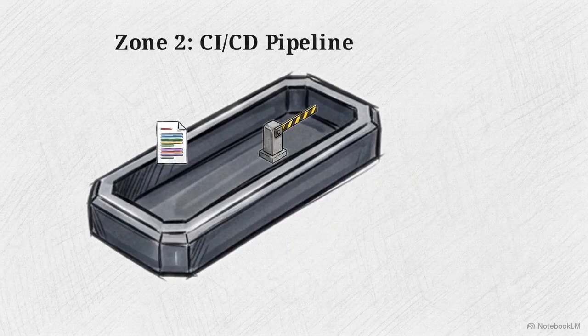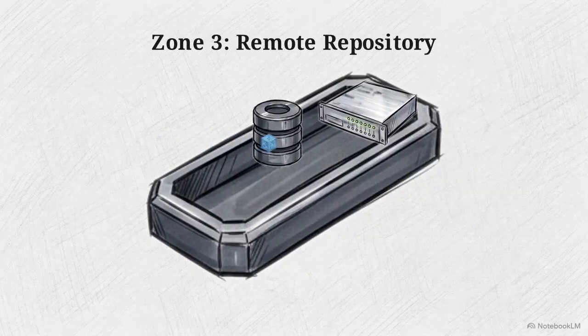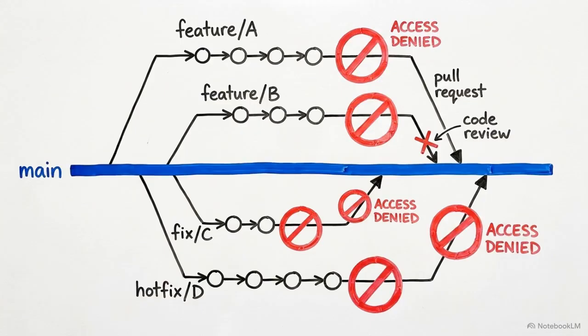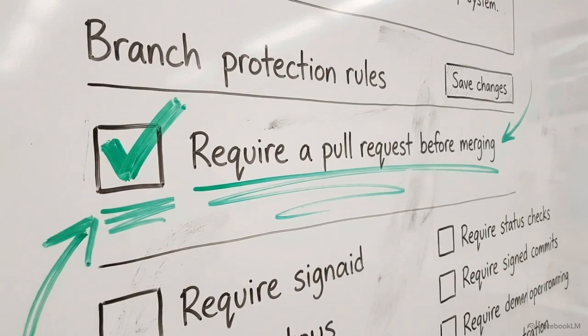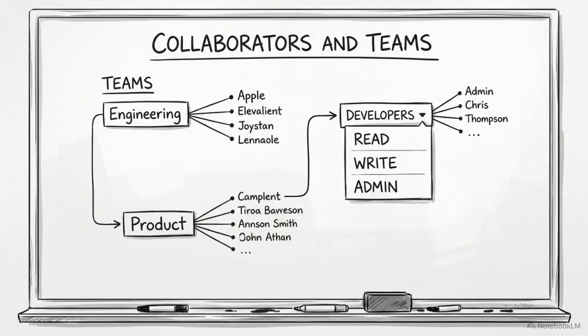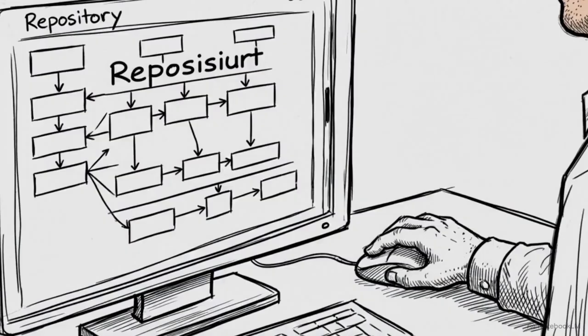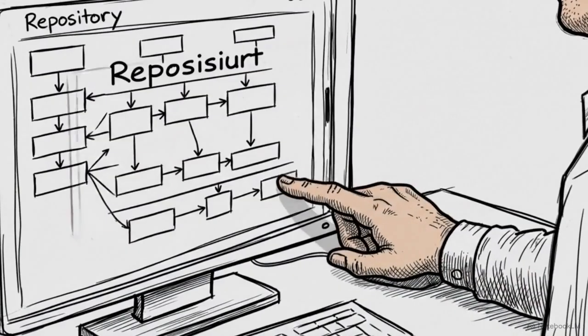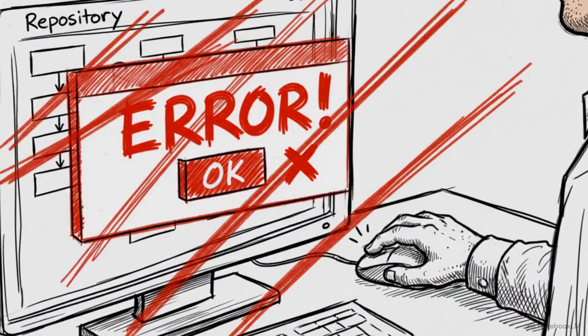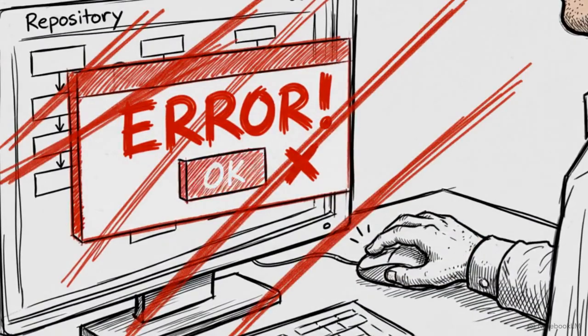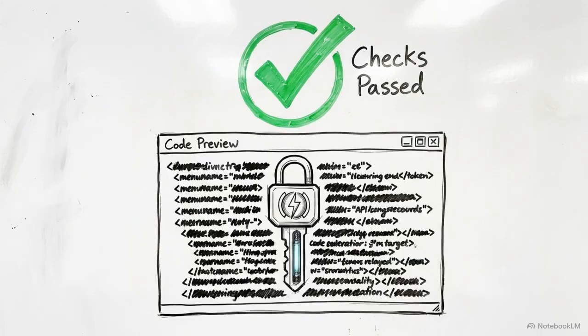The code now advances to the final stage, the remote repository itself. Here we deploy Layer 6, branch protection rules. Disabling direct pushes to the main branch forces every code change to exist within an isolated pull request before it can reach production. Next is Layer 7, Role-Based Access Control, or RBAC. Mapping granular read, write, and admin permissions ensures that if a developer account is compromised, the access is contained to their specific scope.